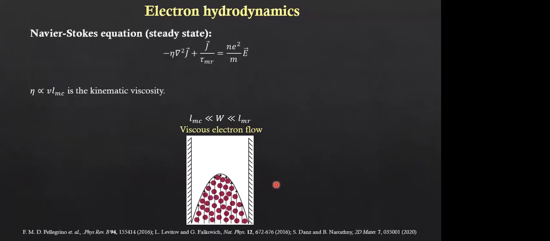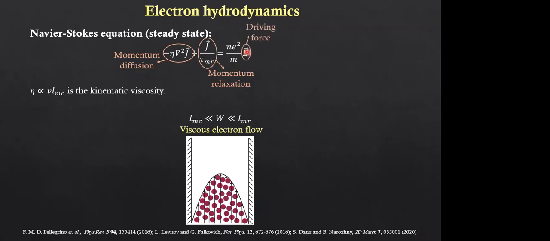So the way to describe this hydrodynamic flow, for any fluid in fact, is the Navier-Stokes equation. And the Navier-Stokes equation in its steady state and in an electrodynamics problem looks like this equation here, where eta is called the kinematic viscosity and is proportional to the momentum conserving mean free path. So this term causes the momentum diffusion in the system. The second term is a momentum relaxation term, and this tau_MR is related to the momentum relaxing mean free path.